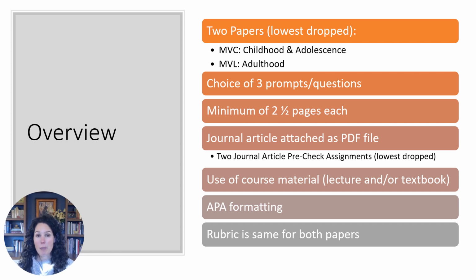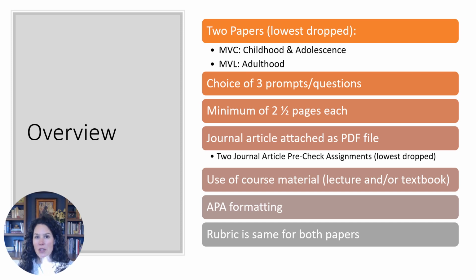For each paper, you'll choose between 3 prompts or questions to answer. Each paper is a minimum of 2.5 pages. We're also requiring that you find and use a journal article that helps address the prompt, and that you attach that as a PDF file. In preparation for that, we have 2 journal article pre-check assignments to help make sure that students are getting the right type of source so that you don't lose points later.